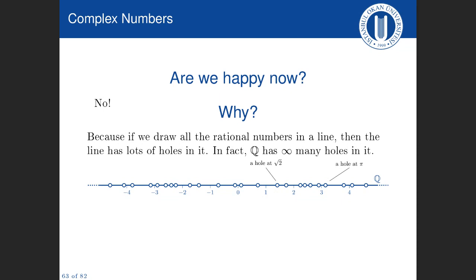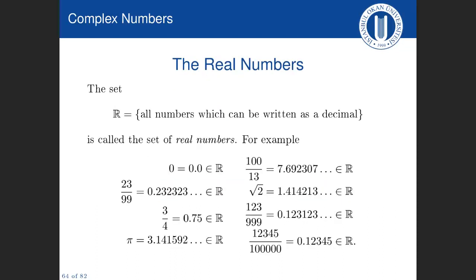So what do we do? What did humans do in our history? Again, humans invented new numbers. And the numbers that humans invented are what we now call the real numbers. That's all the numbers which can be written as a decimal. And this is actually a bad name for these, because these are not real. Only the natural numbers are the numbers which really exist in the world. These are invented numbers. So it's a bad name to call these real numbers.